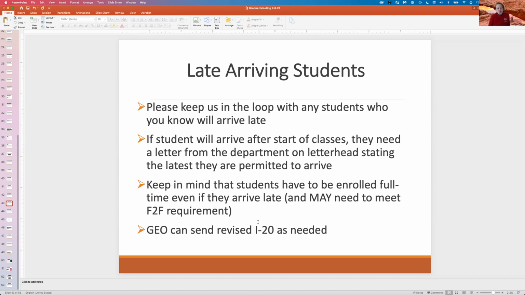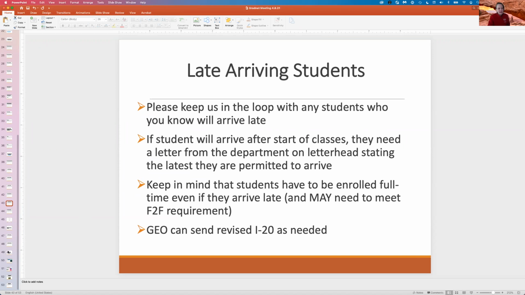We don't know those things, so we really rely on you to decide what is the latest a graduate student could arrive and still be a full-time student, because they must be a full-time enrolled student at the university in order to meet their visa requirements. So we can also, if they're arriving really late, send a revised I-20. If it's only a day or two or even a week late, it's not going to be a problem for them to enter with the I-20 that they have. But if they're really, really late, it's better for them to have a revised I-20 with a new start date.